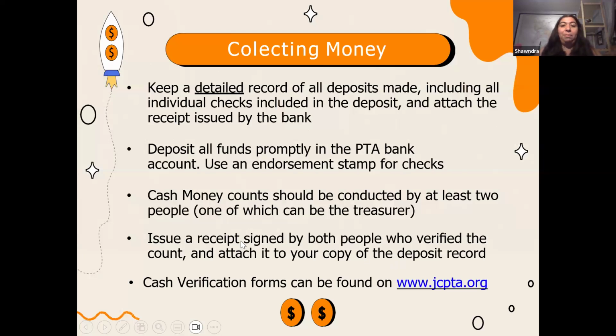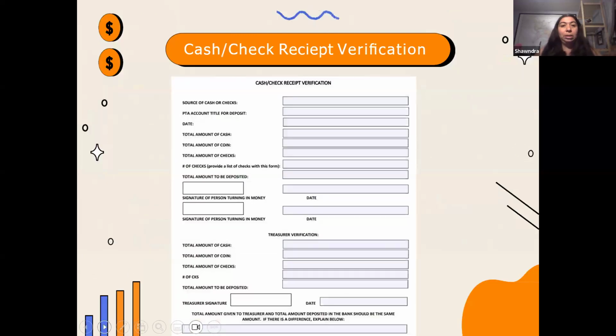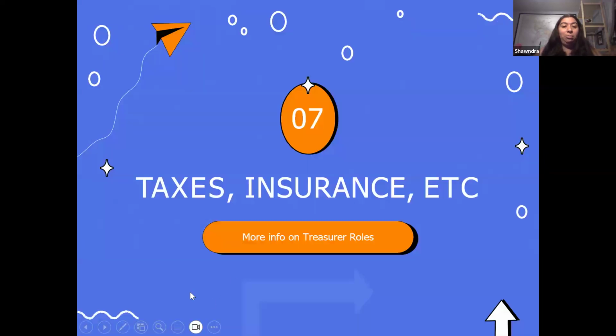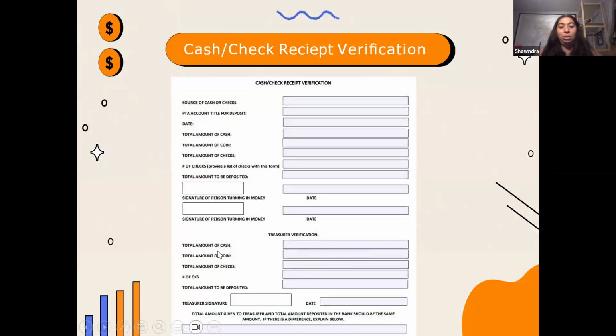Issue a receipt signed by both people, of course, verifying the count, and attach the copy to your deposit record. So here's the example that I was talking about. This top part is, again, the count by the folks that I'm having help me. Usually, like I said, I will have 2 folks count it other than myself. And then the treasurer verification is on the bottom.